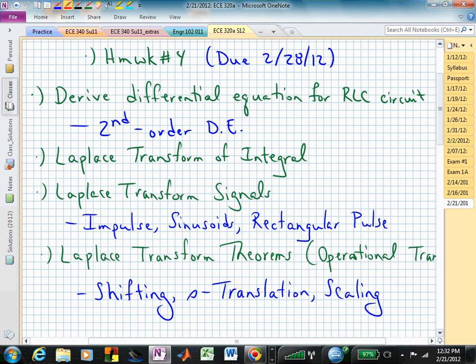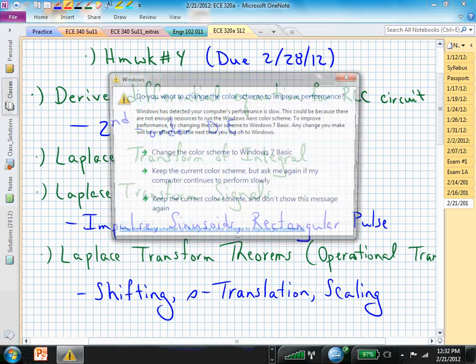That will give us differential equations, which is in the time domain. What you will probably start learning to like more is the Laplace, working in the frequency domain, because then we can transfer this circuit analysis into an algebra problem instead of having to work with time domain differential equations. But I want you to get comfortable with all of these different aspects, being able to work in the time domain, in the frequency domain, and going back and forth.